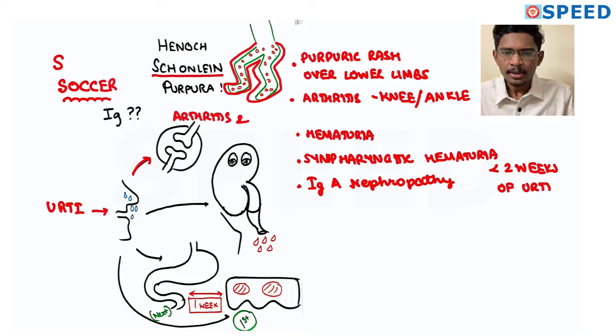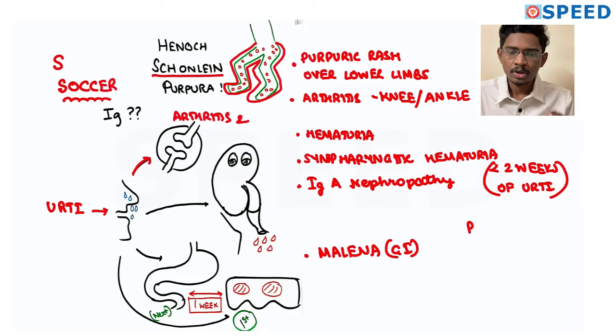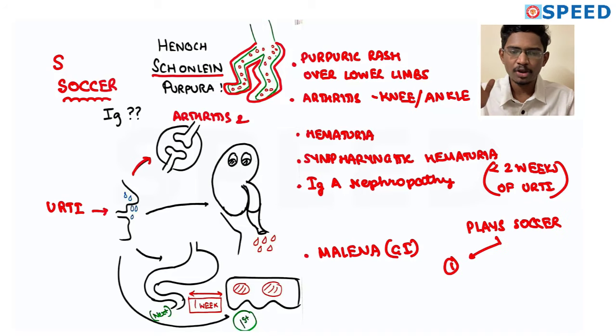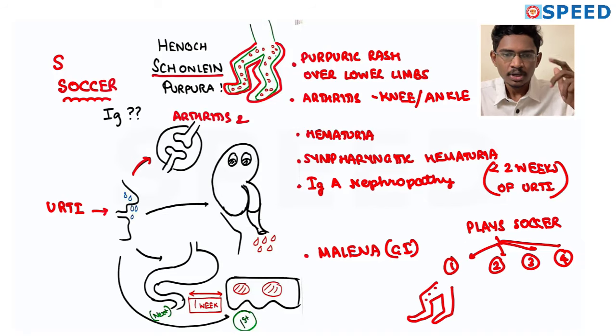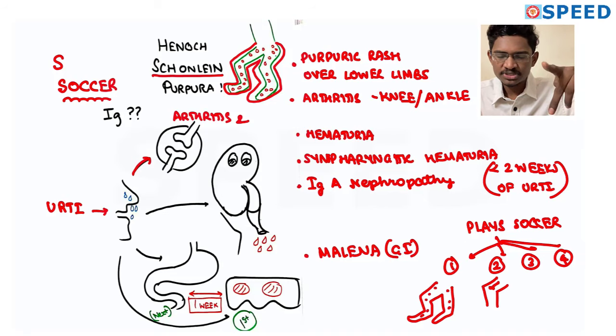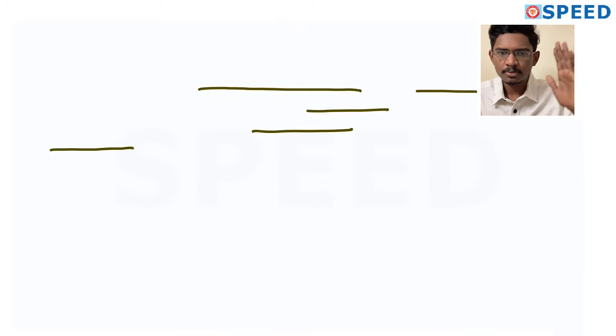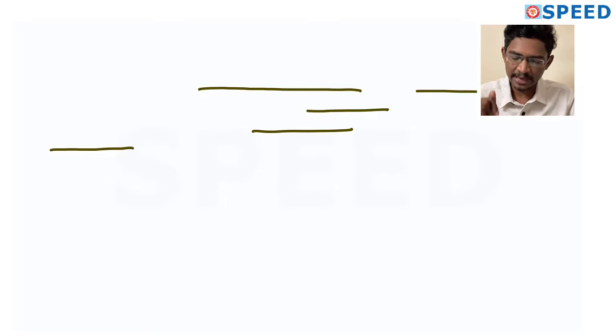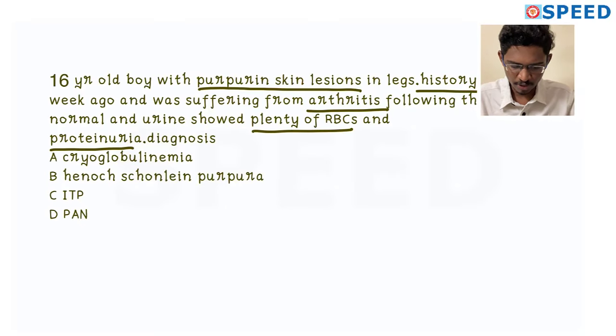Then the IgA also deposits in the GI mucosa, causing melena. All this characteristic tetrad constitutes Henoch-Schönlein purpura. You can remember like a soccer player: purpuric skin lesions in the lower limbs, arthritis in the lower limbs, prolonged playing causing hematuria and melena. The answer to this is Henoch-Schönlein purpura.